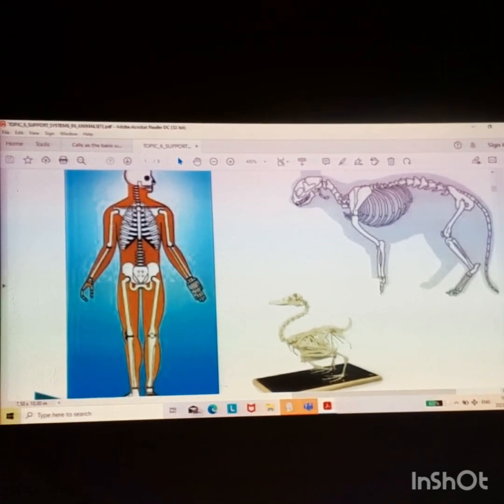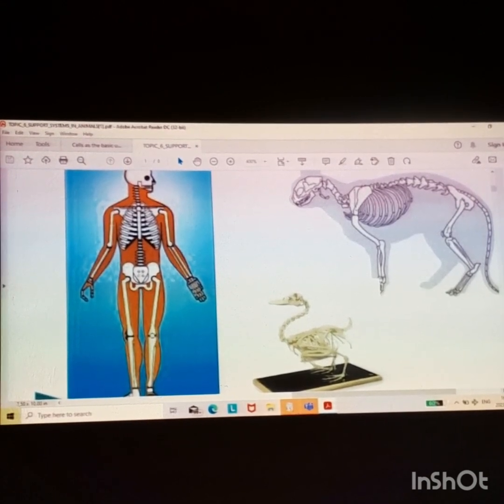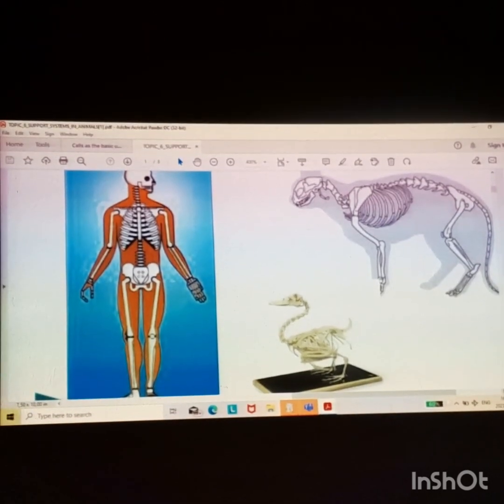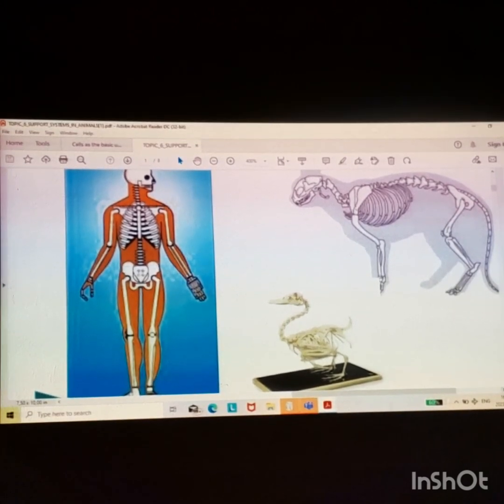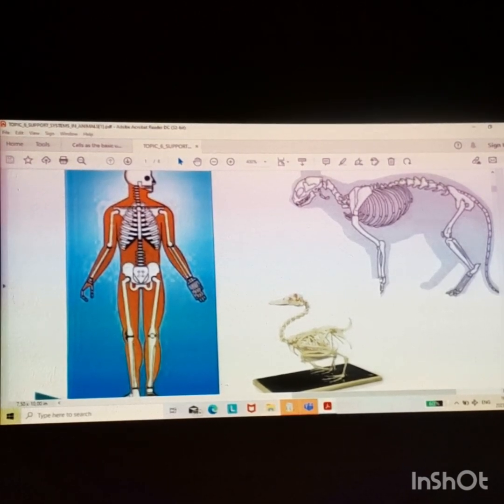Let's look at astronauts. When astronauts are outside of Earth, there's no force of gravity. You see, let's take the force of gravity which is found inside Earth, and the force of gravity which is not found outside Earth. If you don't have a support system, you will have floating organs. But when you have a support system, you won't have floating organs. So that is the first part of a support system in animals.